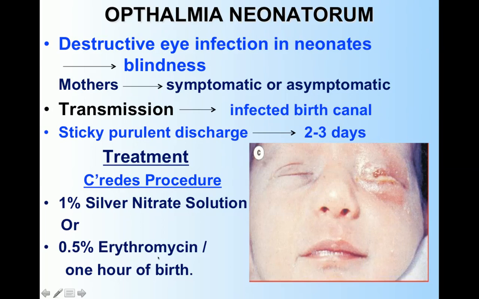Within 1 hour of birth, you have to give this treatment to prevent the final complication, which is blindness of the child. So to prevent blindness in the child, you have to put either 1% silver nitrate solution or 0.5% erythromycin 1 hour after birth.